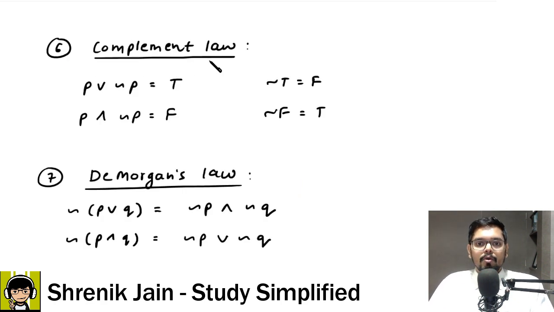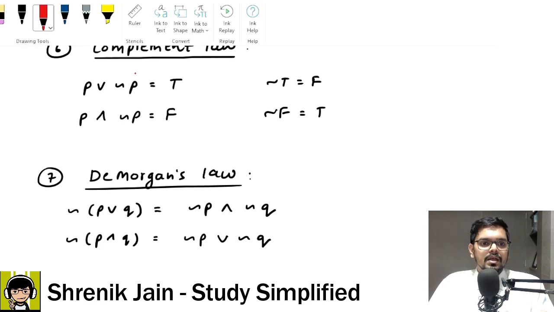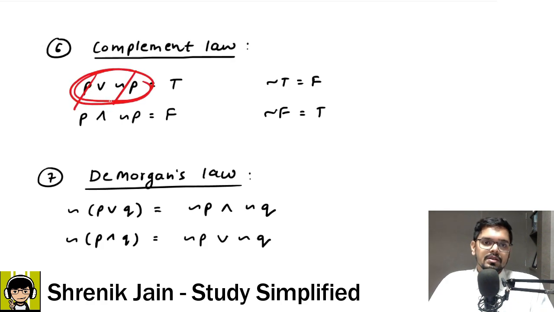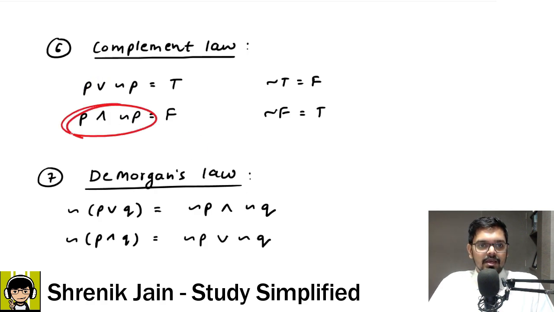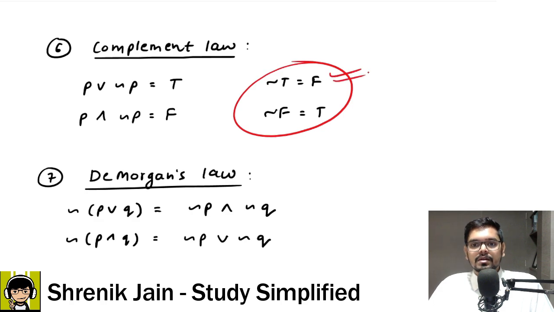Sixth law is complement law. It's no brainer. P or complement of P, answer is T. Why so? Because in this operation, at least this or this would be T. So if at least one of them is T, then the outcome would be T. What about here? Here, P and complement of P is what? It is false. How come? Because here, at least one of them would be F. If at least one of them is F, then the outcome is F. Clear? That is our complement law. And here also you can see the complement of T is F, complement of F is T.